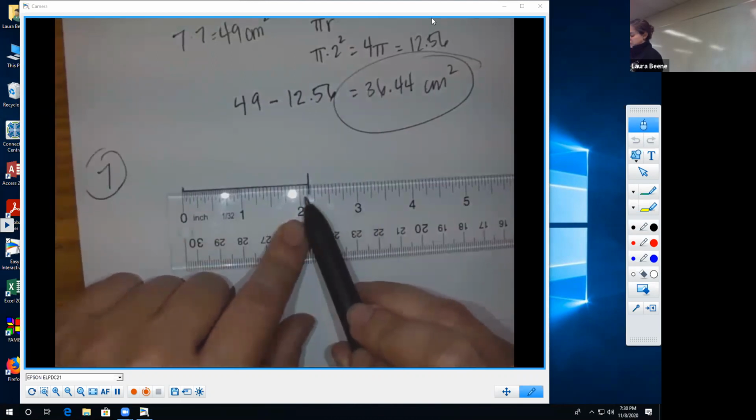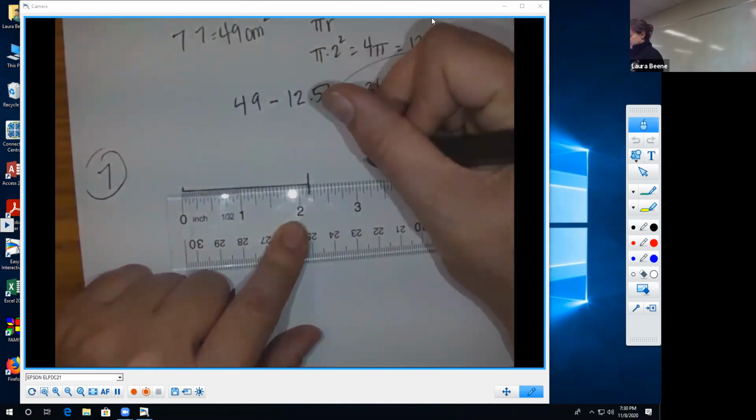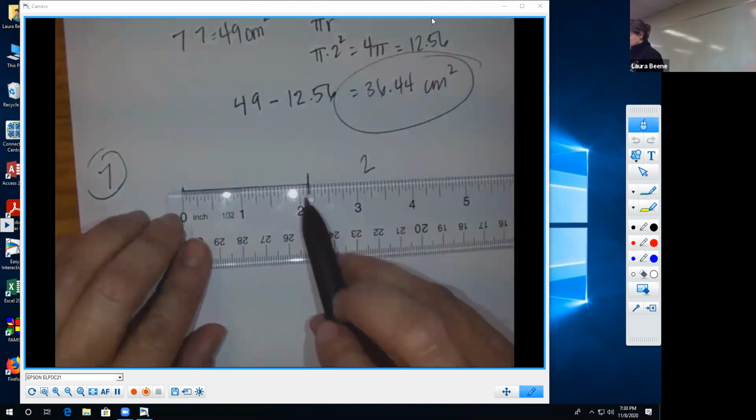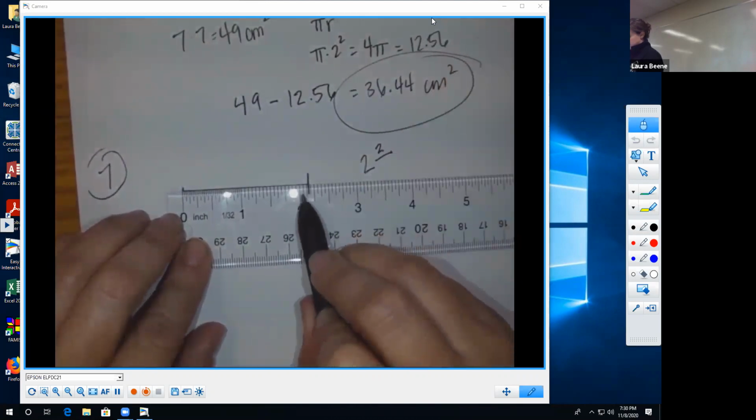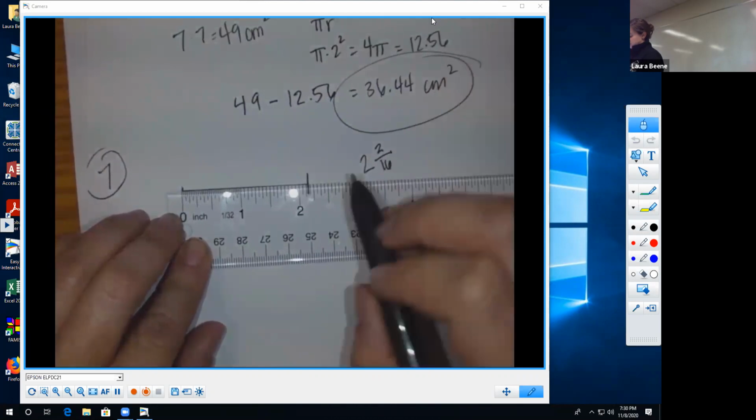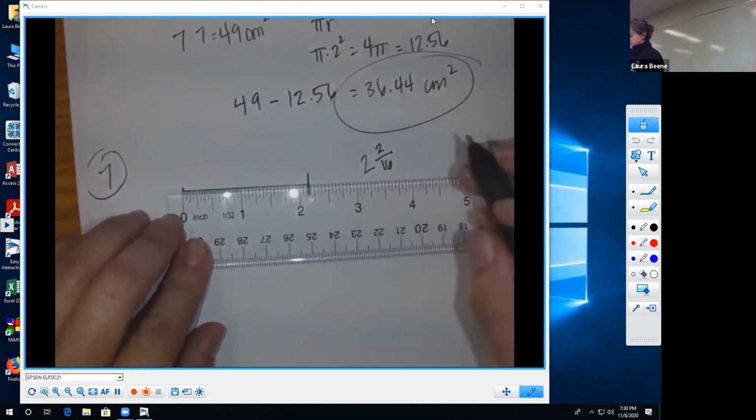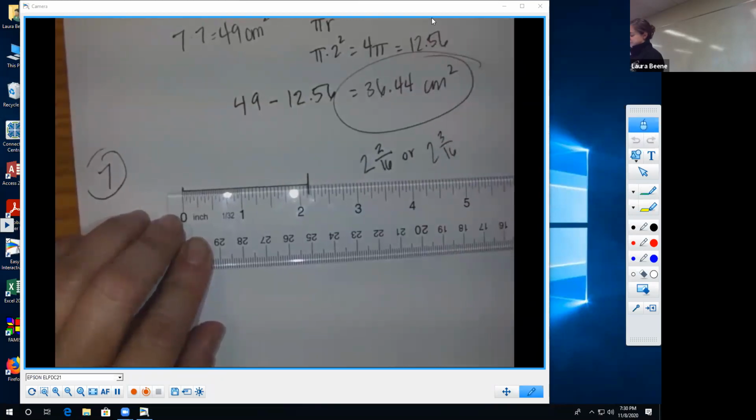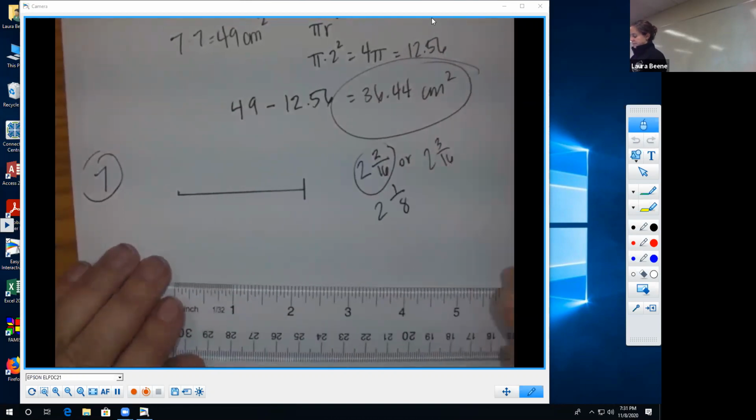Some people wrote this as like 2.2 inches, and you cannot write inches using decimals. So it would be 2, and we're saying this is 2 marks past the 2. So 2 marks past, how many marks total are there? You could count them up. There are 16 total sections in between the 2 and 3. So 2 and 2/16, or if you wanted to say it was 3, 2 and 3/16 is fine also. Here, you could reduce that to 1/8 if you wanted to, 2 and 1/8.